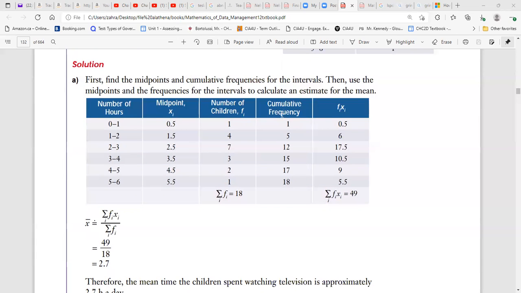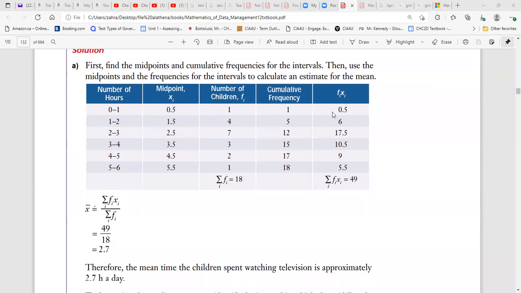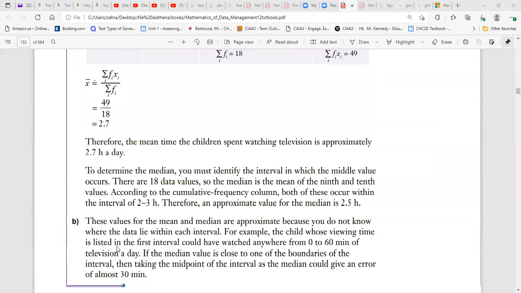Then you find the cumulative frequency. The first one stays the same. The second one is 4 plus 1, which is 5. The third one is 7 plus 4 plus 1, 12. 3 plus 7 plus 4 plus 1 is 15. 2 plus 3 plus 7 plus 4 plus 1 is 17. 1 plus 2 plus 3 plus 7 plus 4 plus 1 is 18. This is the cumulative frequency. So we add all the frequencies here, and add all of the frequency multiplied by midpoint values here. According to the formula, 49 divided by 18 would give you the mean value.